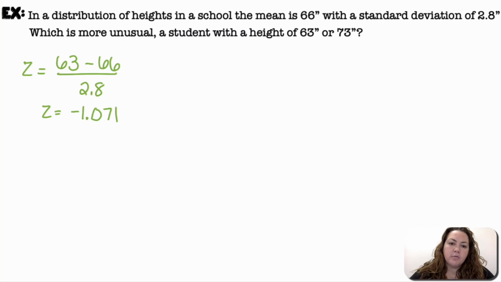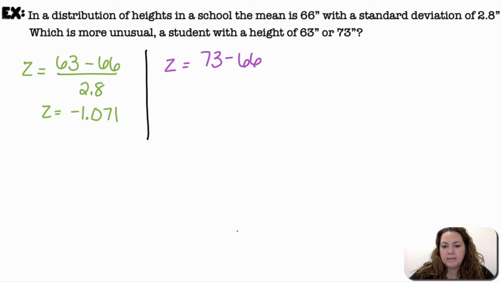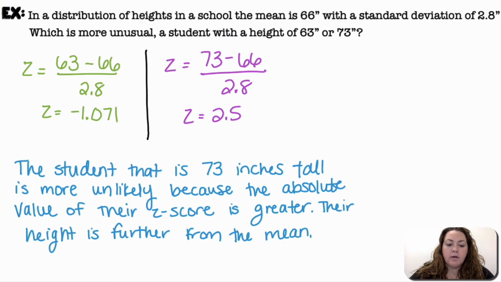When the value that you're plugging in is less than your mean, you're going to have a negative z-score. My z-score for the 73 inches is 73 minus 66 divided by 2.8, which is 2.5. That's 2.5 standard deviations above the mean. So the student that is 73 inches tall is more unlikely because the absolute value of their z-score is greater. Their height is further from the mean.